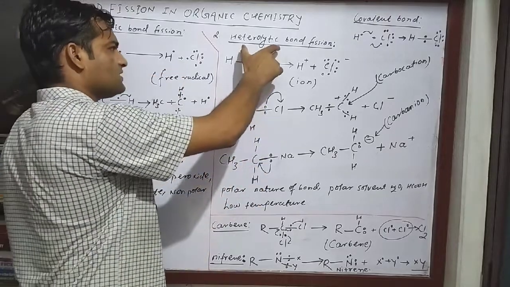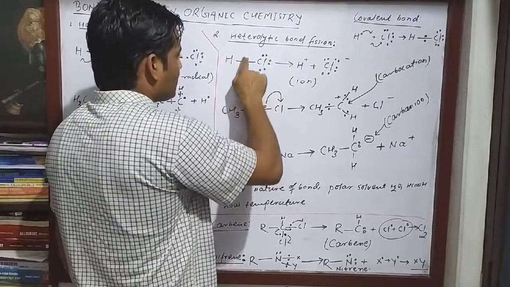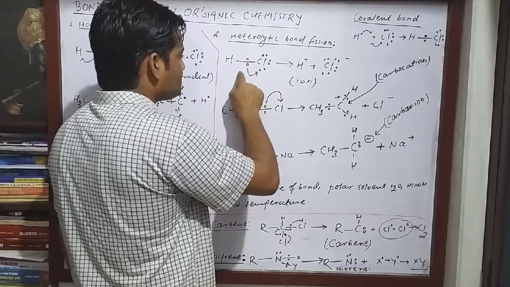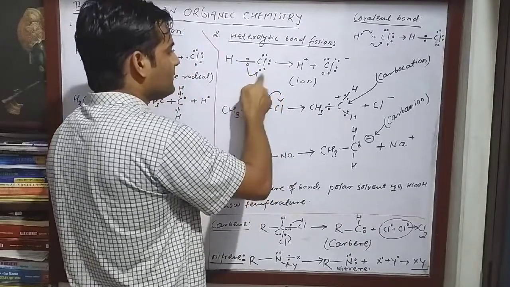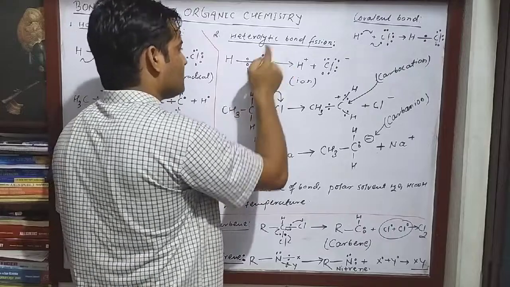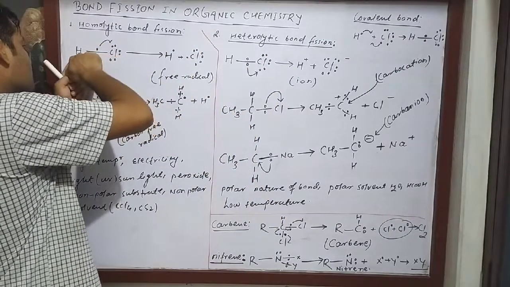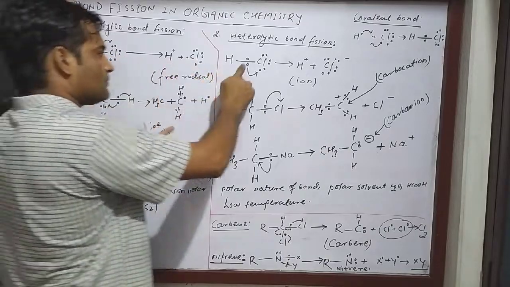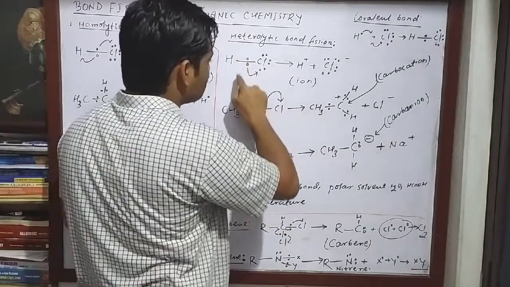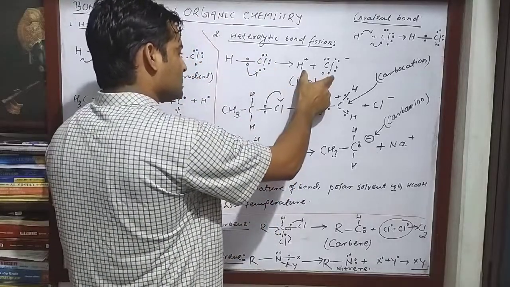But now, what is heterolytic bond fission? If the shared pair of electrons between the atoms shifts towards only one atom in the cleavage of the covalent bond, this is called heterolytic bond fission. Here, if 1 electron shifts to one atom and the other electron shifts to the other atom, this is homolytic bond fission. But if both shared electrons shift towards only one atom, this is heterolytic bond fission.